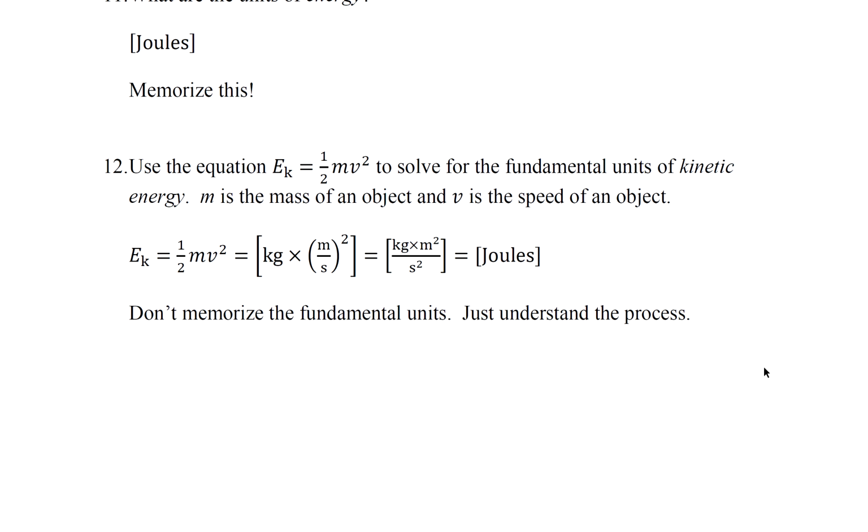Question 12, use the equation E sub k equals 1/2 mv squared to solve for the fundamental units of kinetic energy. m is the mass of an object and v is the speed of an object. So 1/2 is a constant. It's not a variable. It doesn't have any fundamental units. Fundamental units of mass is kilograms. Fundamental units of speed is meters over second. So all energy has the units of joules, and 1 joule is kilograms meters squared over second squared.